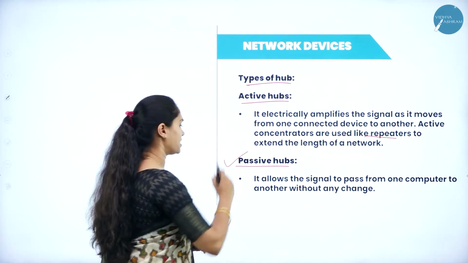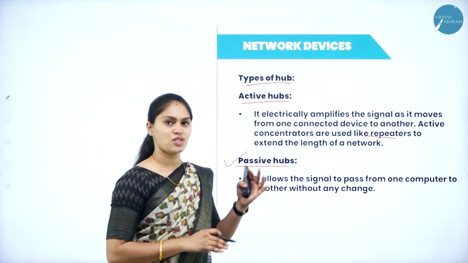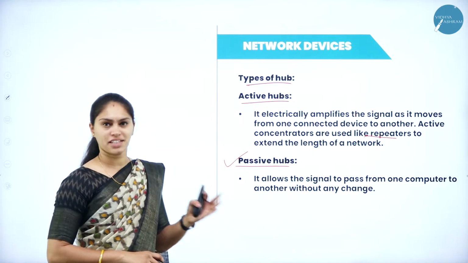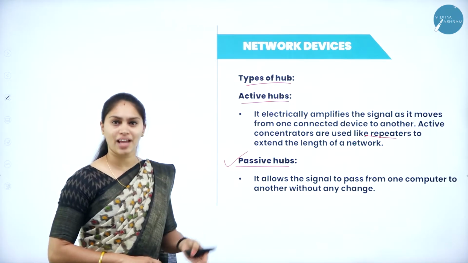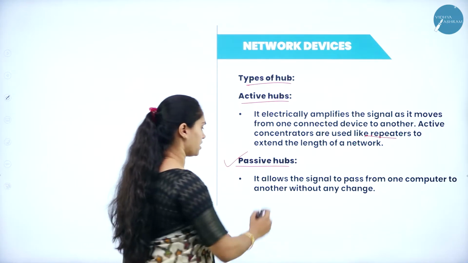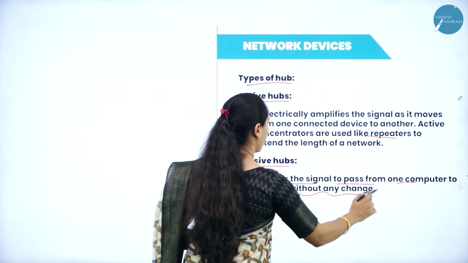Next we have the second type, that is the passive hub. It is not going to amplify anything. It simply sends the data, information or signal from one workstation to another workstation without amplifying or strengthening any of the signals here. So it allows the signal to pass from one computer to another without any change.